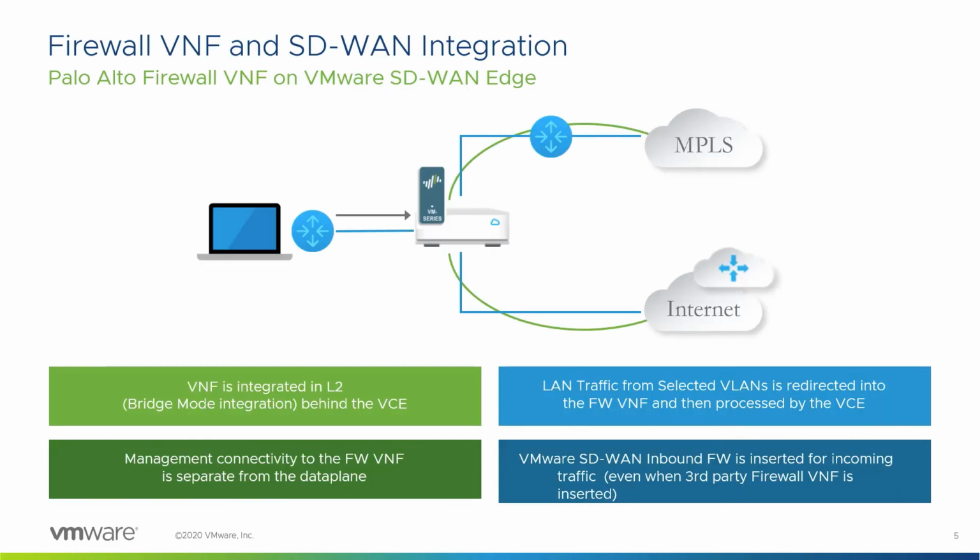Here, selected VLAN traffic can be redirected to the security VNF for inspection, and then it can be either allowed or blocked going out to the internet. The management plane and the data plane traffic are segregated, separated out. All the initial instantiation of that VNF is done using the orchestrator, and then the rest of the policies, the security configuration, is done by that third-party firewall security vendor.